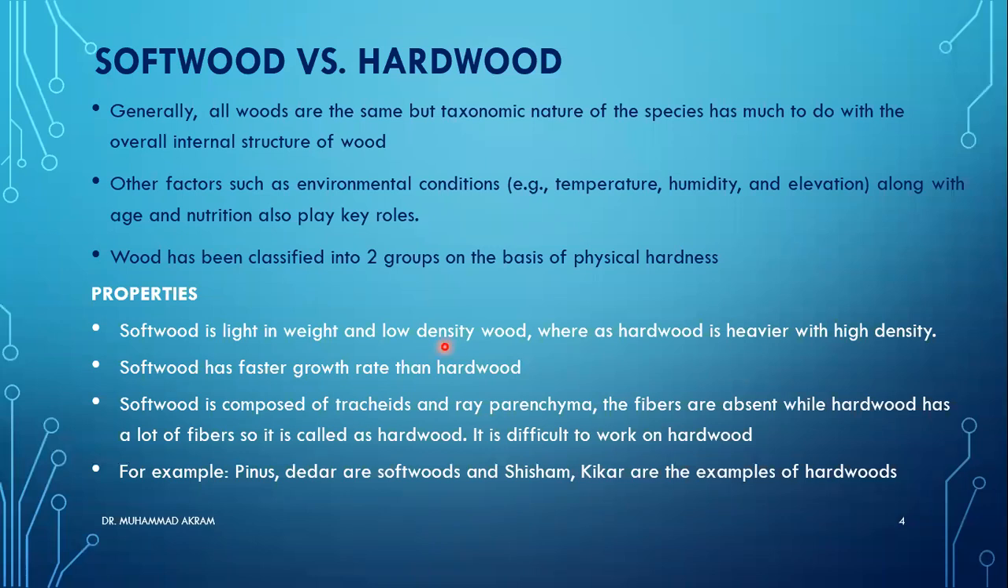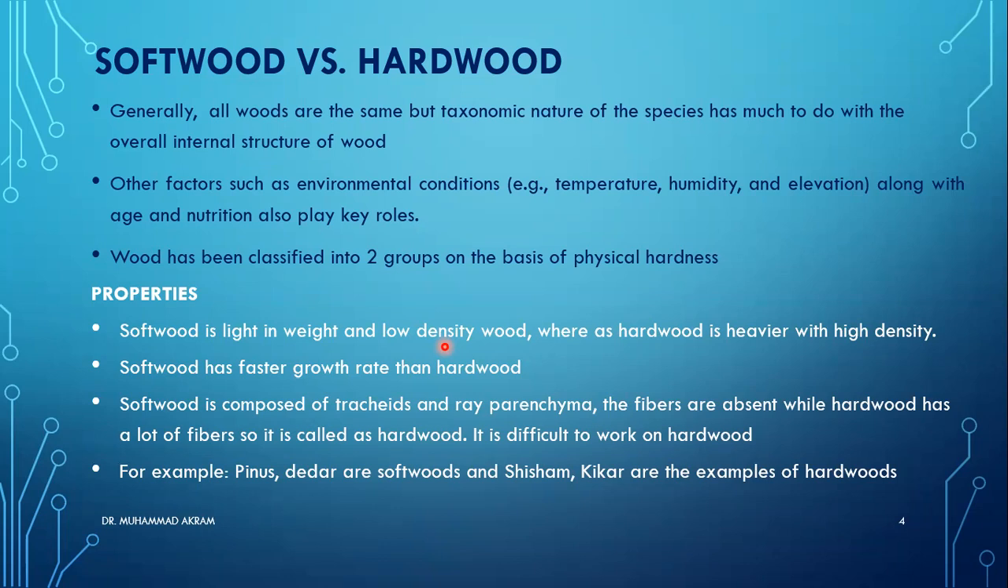Softwood versus hardwood. The wood has been divided into various types on the basis of their mechanical properties. Generally, all woods are the same, but the taxonomic nature of the species has much to do with the overall internal structure of the wood. Other factors such as environmental conditions, for example the temperature, humidity, and the elevation, along with age and nutrition, also play very important roles.